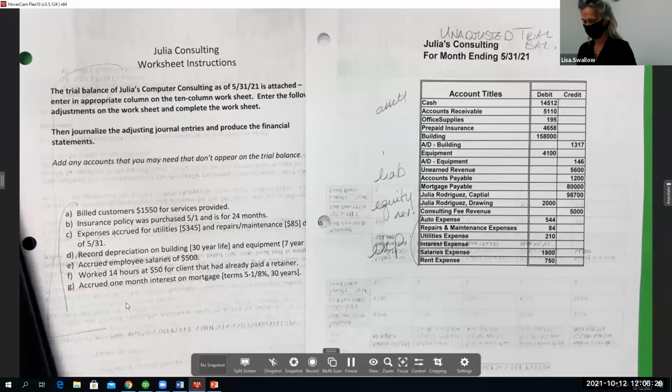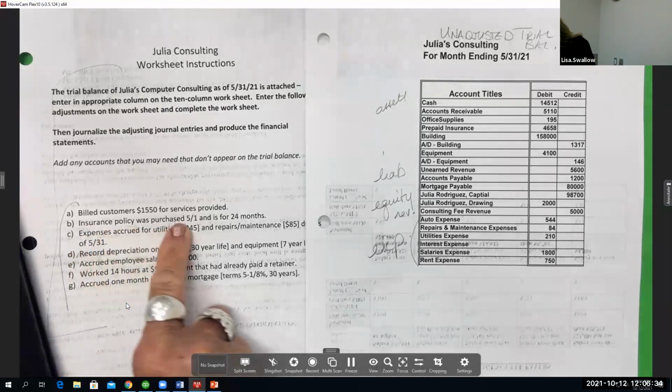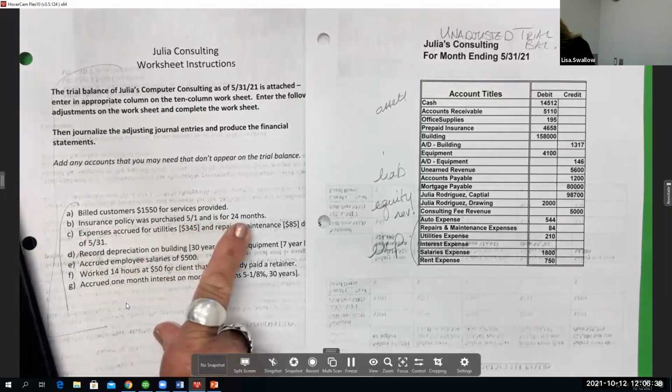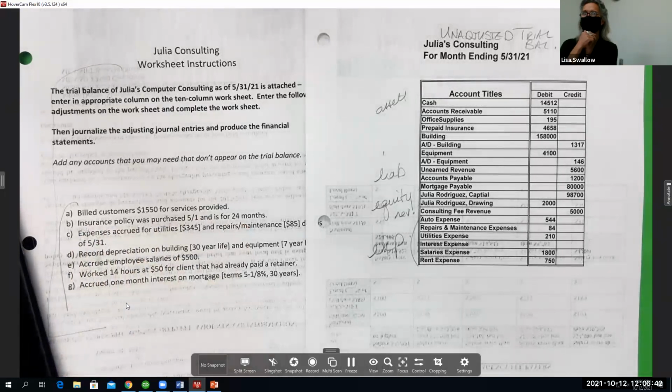What do we do if it says the policy? Okay, so the question is B, the insurance policy was purchased on May 1st. And it's for 24 months and we're making the AJE. So can anybody help us out, online or in the classroom, what we need to do? Where do we look?